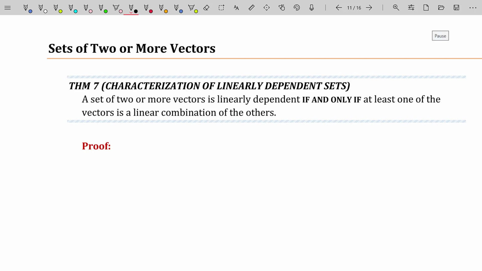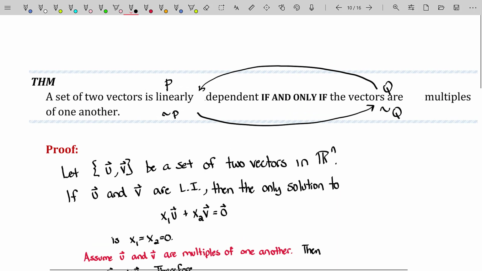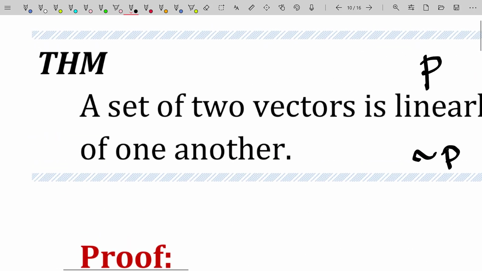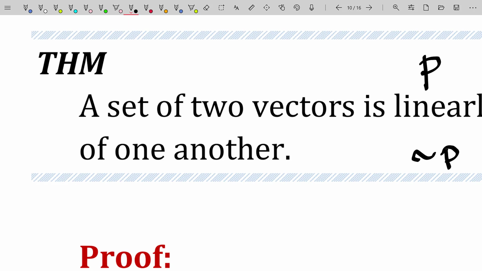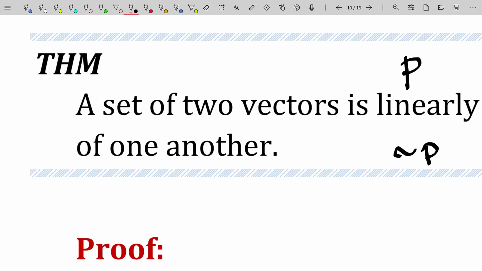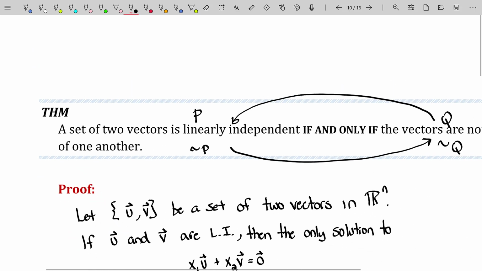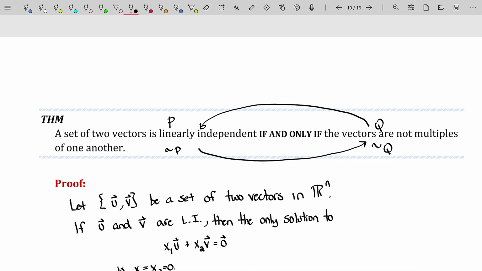Now, to be honest with you, we just proved a theorem in the previous video that is very similar to this. It's this theorem right here. It's not a numbered theorem, but it was this theorem right here. Let me do some erasing. So the theorem that we proved in the previous video is really concerned with a set of two vectors, first of all. So we have to grow that theory now. But the way it was stated is this: a set of two vectors is linearly independent if and only if the vectors are not multiples of one another.